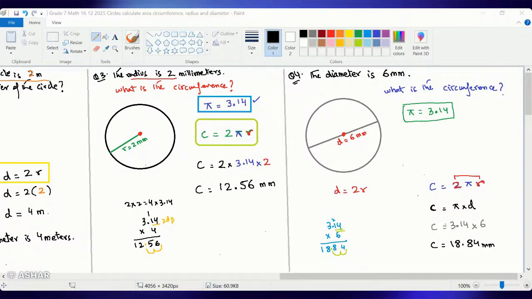2r is replaced by d because diameter is 2r. Okay, so we replace, yes, 18.84 millimeters is your answer. Okay, that's good. Let's try another question.